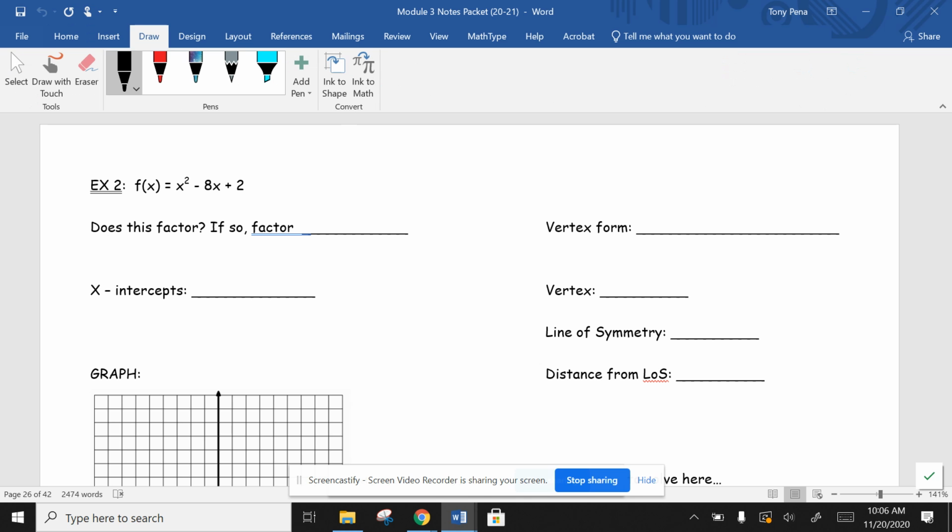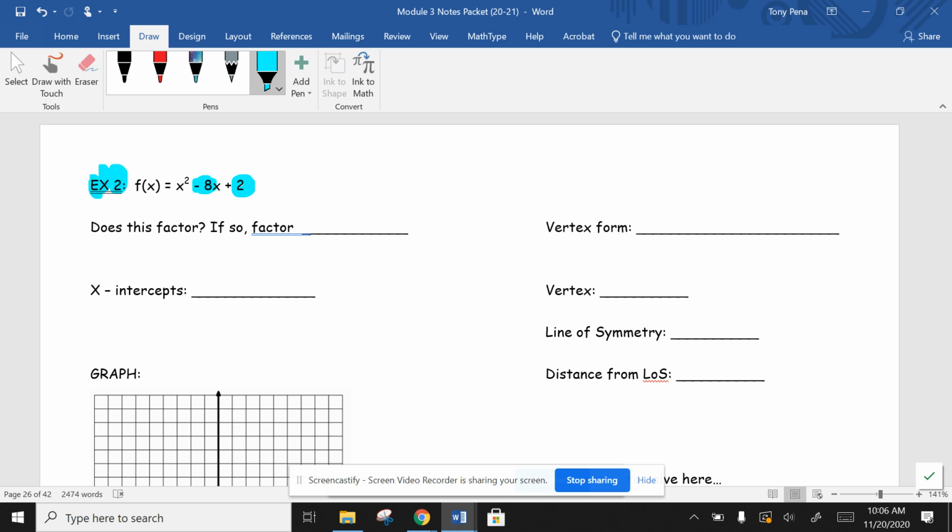So if you look at this problem here, we should be on number 2, and it's giving you this x squared minus 8x plus a 2. And the question is asking, does this factor? So this would factor if we can come up with two numbers that multiply to be a 2. There's only one way to get a 2, correct? 1 and a 2. And if those could add together to give us a negative 8.